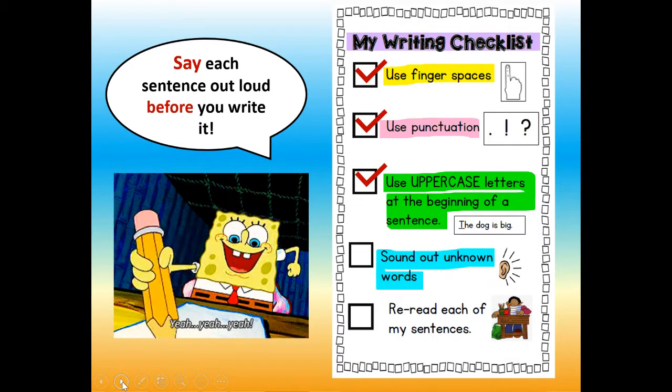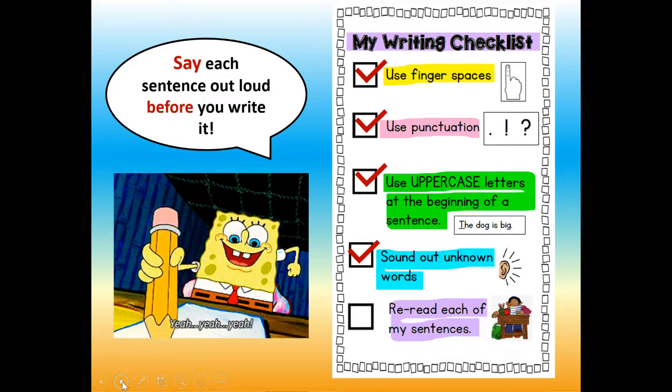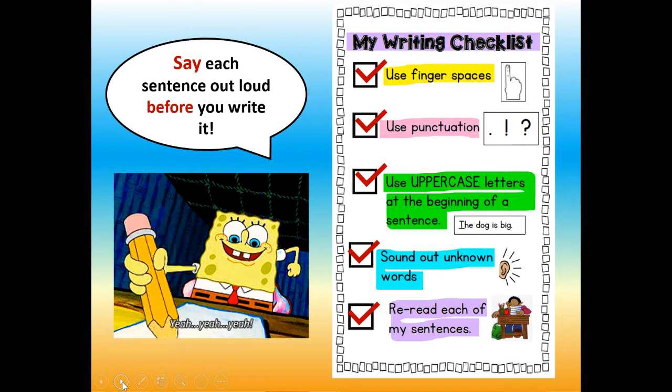And when you come to a word you don't know how to spell, I want you to sound out the unknown words, stretch out the sounds and write them. And my favorite, reread each of your sentences to make sure they make sense. You need to read your writing out loud. That way you can either add some words to make it make sense or take out a word or two if you added too many words.